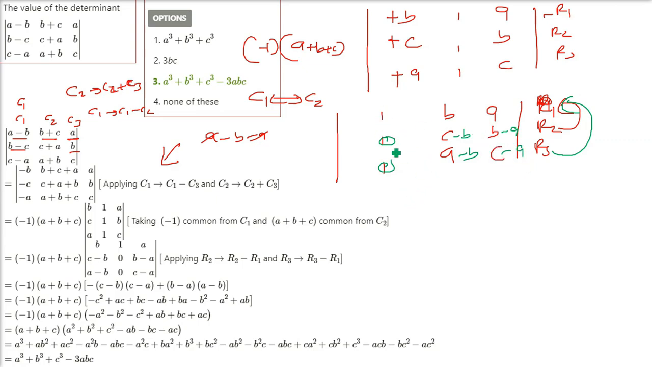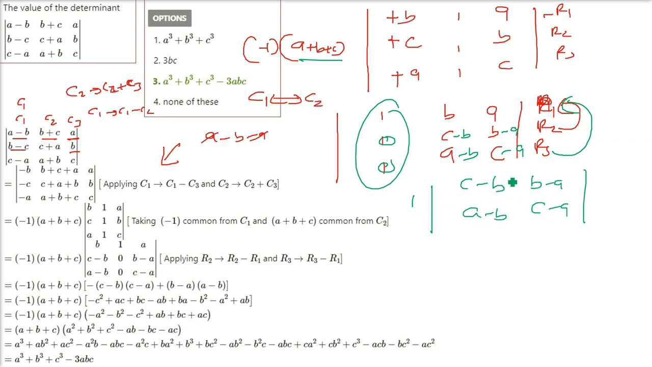So we'll open it using the first column. So first column will be 0, 0, I'm not writing, only 1, C minus B, C minus A here, A minus B, B minus A. So A plus B plus C is already outside. So we get C minus B into C minus A minus A minus B into B minus A. Now you have to do all the multiplication. So A plus B plus C is already there. You have to do proper multiplication and then you have to multiply A plus B plus C also.